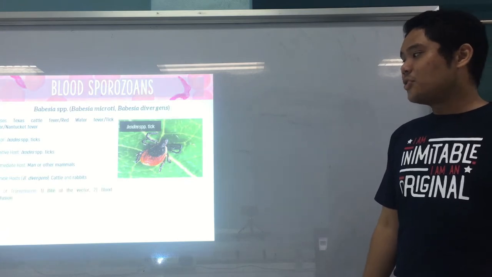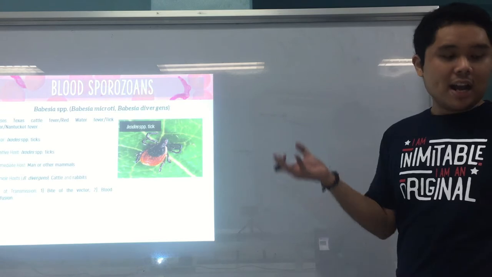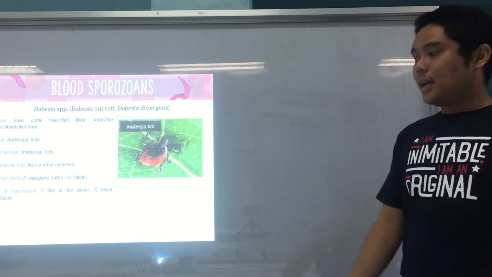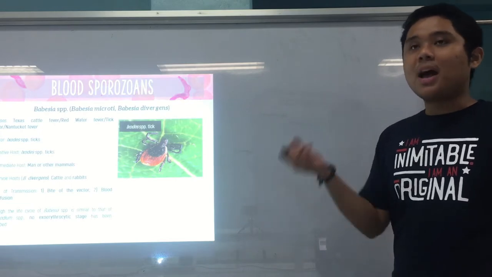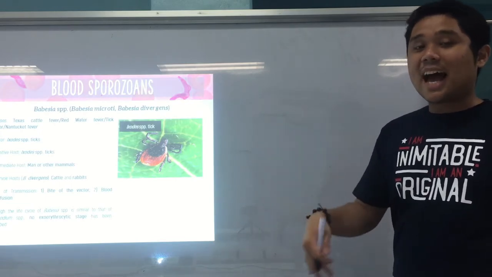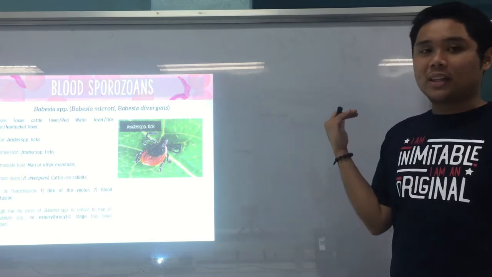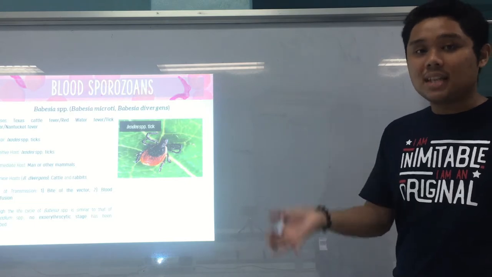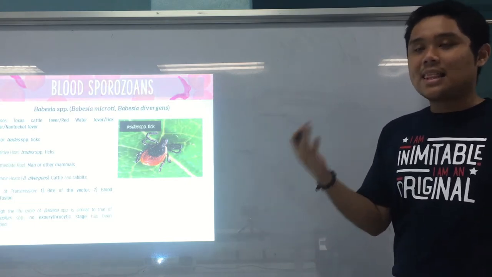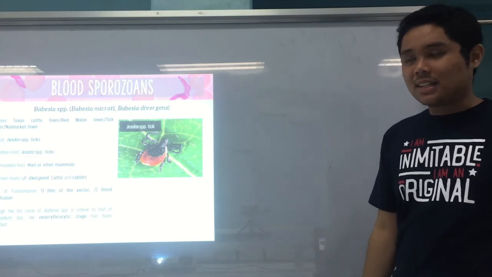Mode of transmission is primarily through the bite of the vector, but it can also be transmitted through blood transfusion. Although the life cycle of Babesia is similar to Plasmodium, it's different in that it does not have an exoerythrocytic cycle. Later, we'll know what that is. For Babesia, it only involves the RBCs. They replicate and multiply within RBCs.